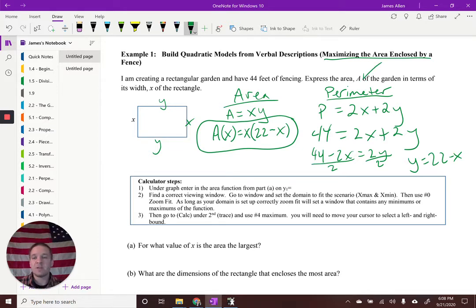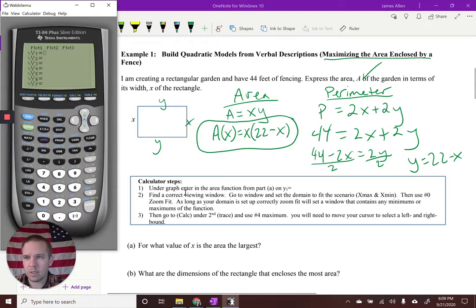All right. So now what we want to do is graph it in our calculator. So grab that TI-84, YOLO, and let's plug it in. So now what I have here would be x, and then parentheses, and then 22 minus x. All right, and we're going to have to adjust our window, right? So we're going to graph it. I'll hit graph. We're going to have to adjust this.